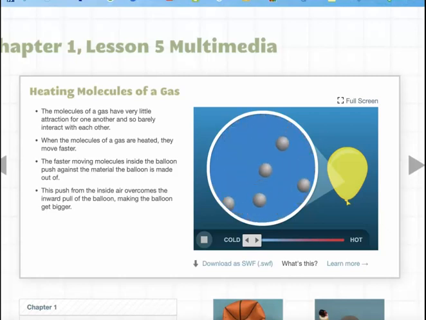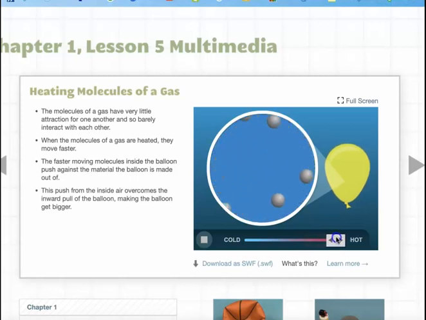All right, so here's the heating of molecules of a gas. Again, you're supposed to be making observations and answering this question. Do the molecules of the liquid move faster at the high or the low temperatures? So as you can see right now, we're at a cold temperature. But watch what happens if I start to slide up and heat up the air in the gas.